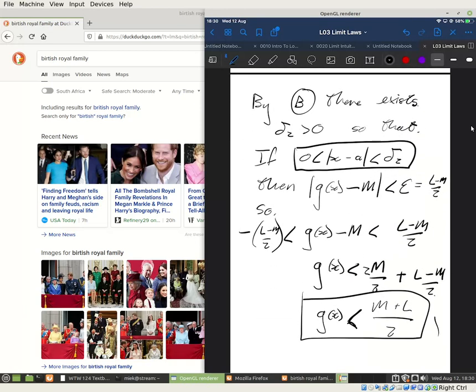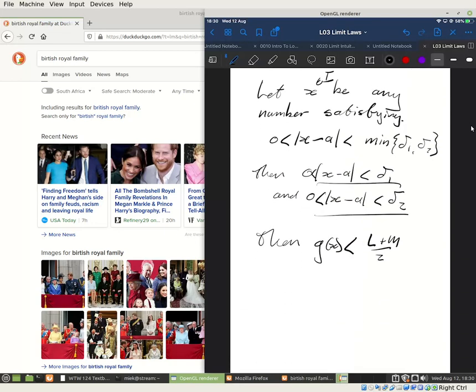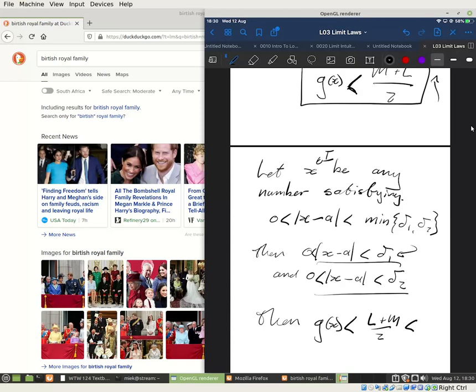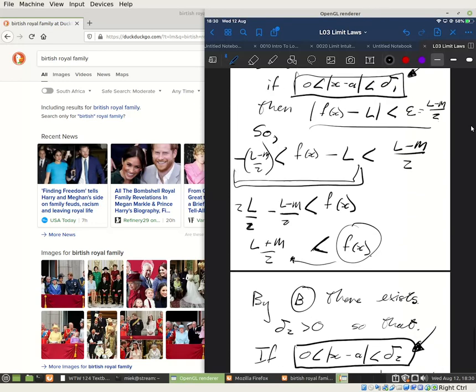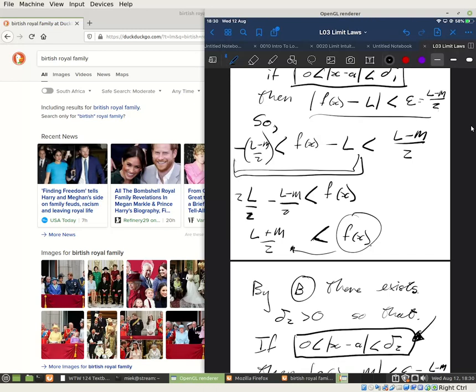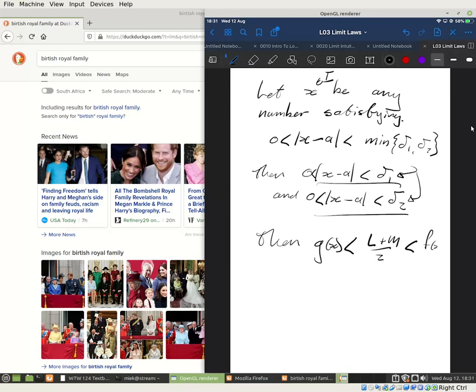from here, since this is true. From the other side, we've got f of x is bigger than the average, since this is true. So this is less than f of x.